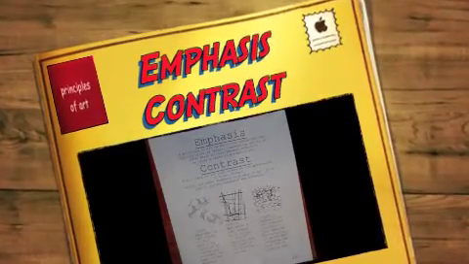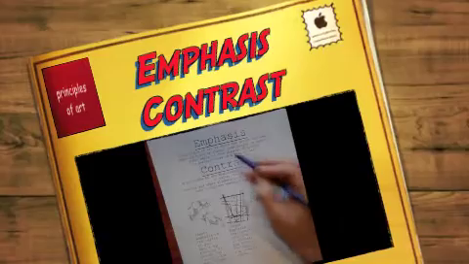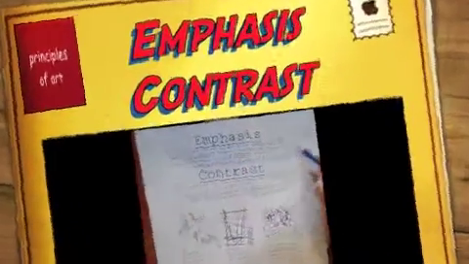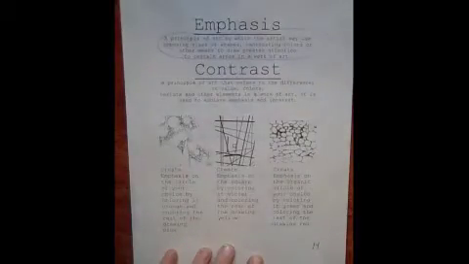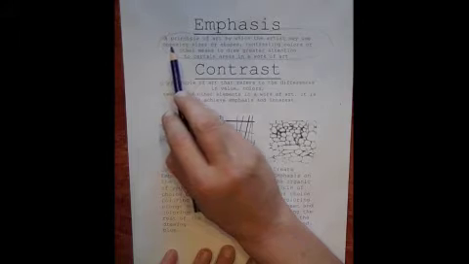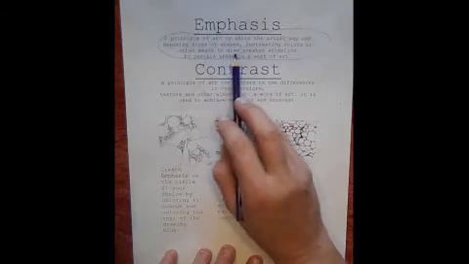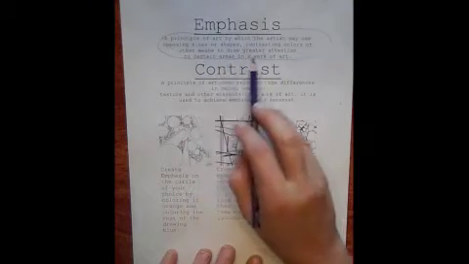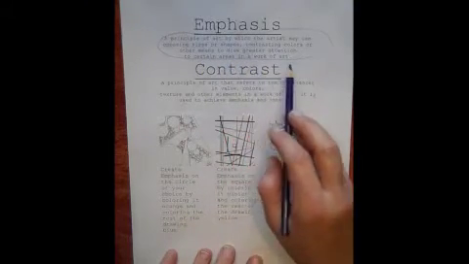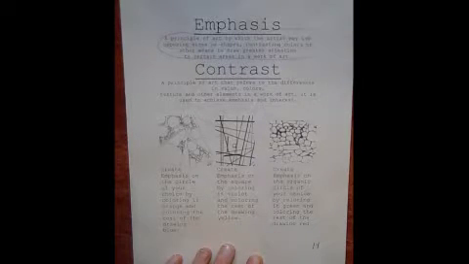Open your folders to emphasis and contrast. Circle the definition for emphasis and read along. Begin. A principle of art by which the artist may use opposing sizes or shapes, contrasting colors, or other means to draw greater attention to certain areas in a work of art.